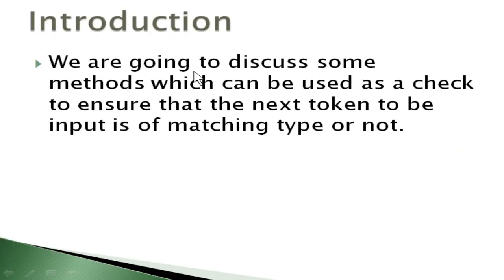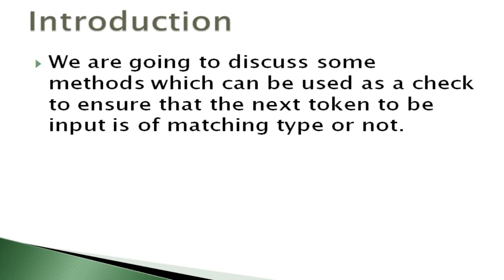Now here we are going to discuss some methods which can be used as a check to ensure that the next token to be input is of matching type or not. That means you are going to check whether the next token, the token which you are going to get from the user, is of matching type. Say for example, I want to input integer values. I can easily check by using some of the methods whether the number is an integer, accept it as an input and store it into a variable. Suppose it is not an integer value, I can omit that number.